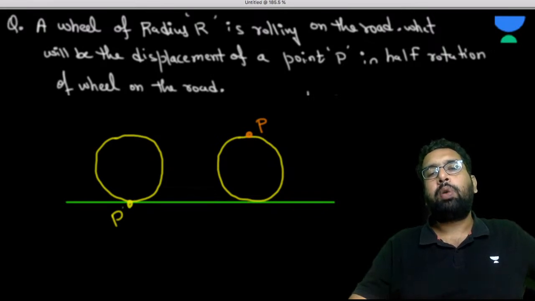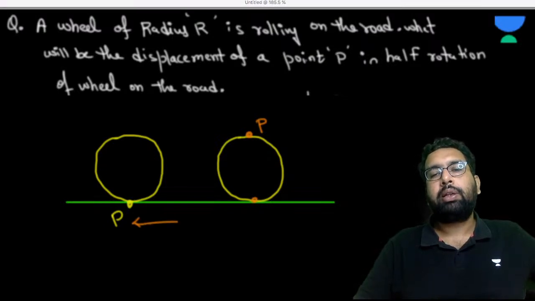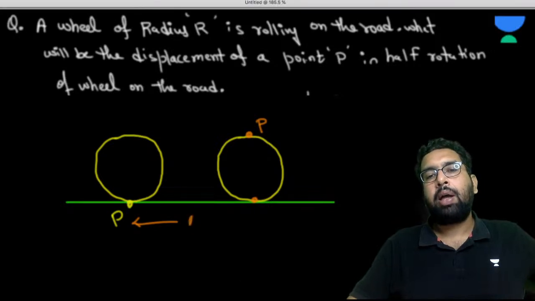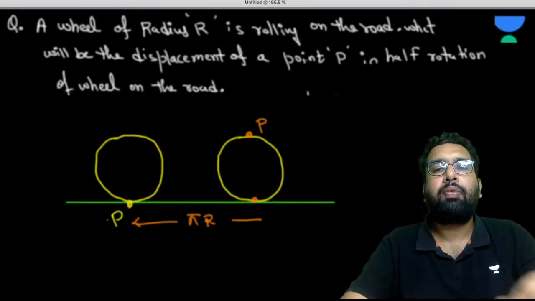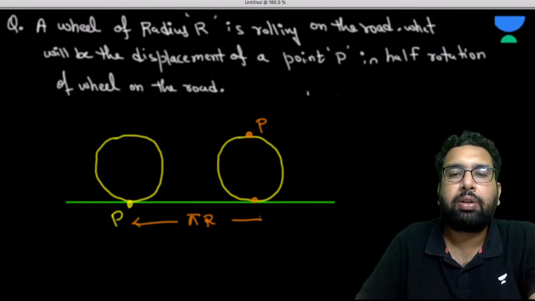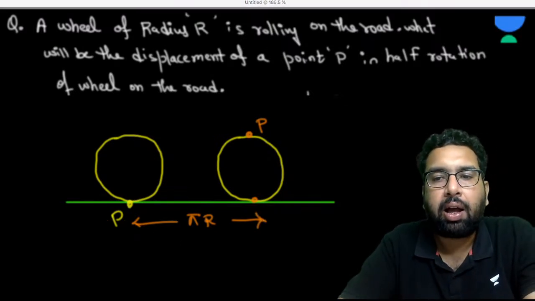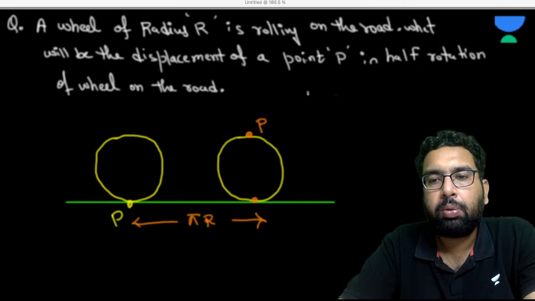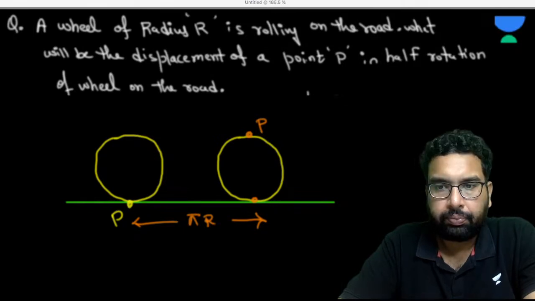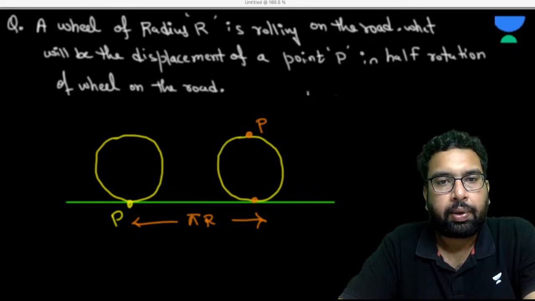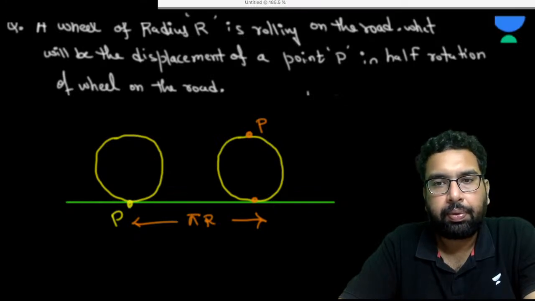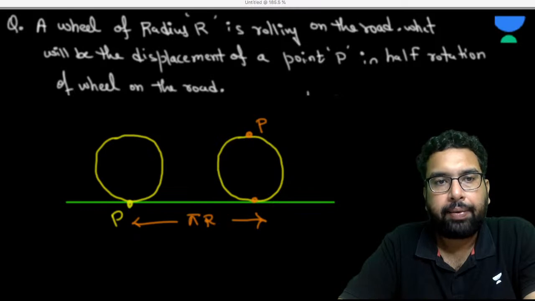This is the point P. Now from here to here, what is the distance it has moved by? Obviously, sir, it has moved by pi into r because it has rotated by half a rotation. So when it has taken half the rotation, this is what it is going to look like, right?